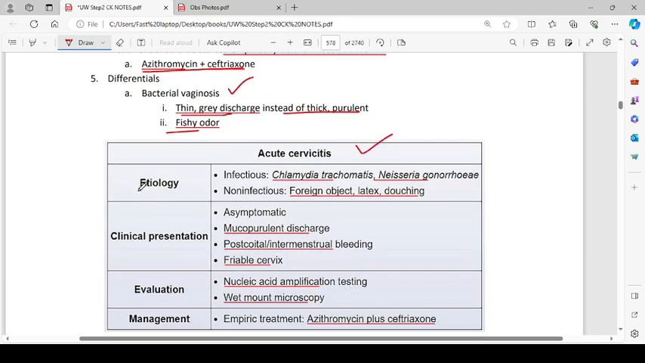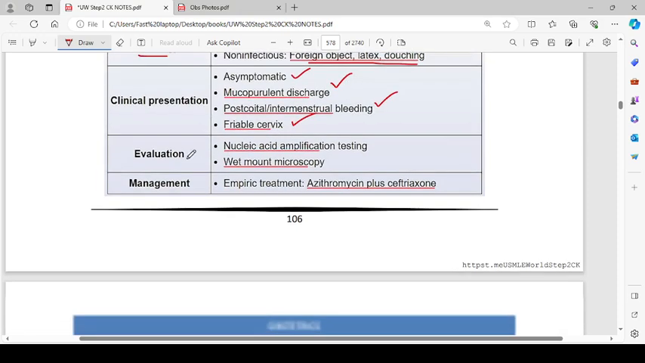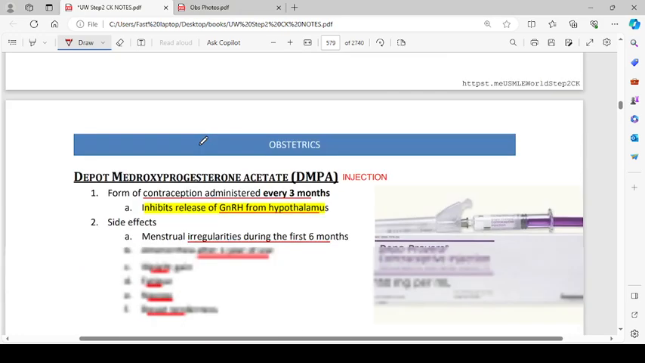For acute cervicitis, the etiology is infectious, in Chlamydia trachomatis and Neisseria gonorrhoeae. Non-infectious etiologies are foreign objects, latex, and douching. Clinical presentation: asymptomatic, mucopurulent discharge, postcoital and intermenstrual bleeding, and friable cervix. Evaluation: nucleic acid amplification testing and wet mount microscopy. Management is with empiric treatment, that is erythromycin plus ceftriaxone.